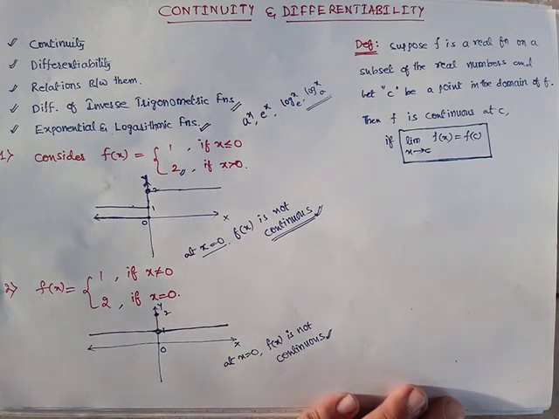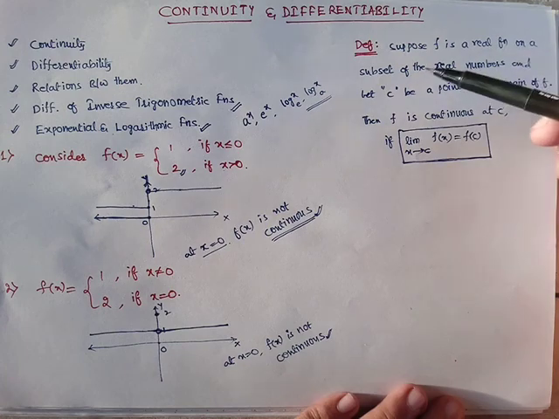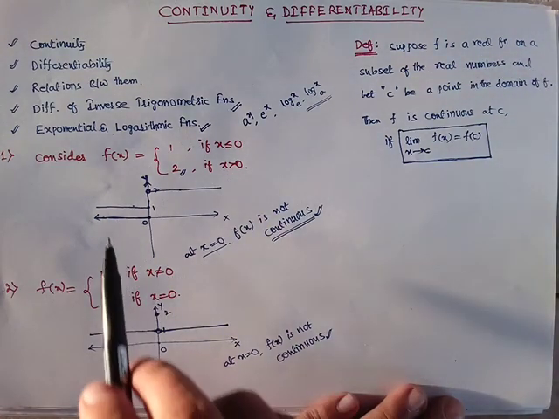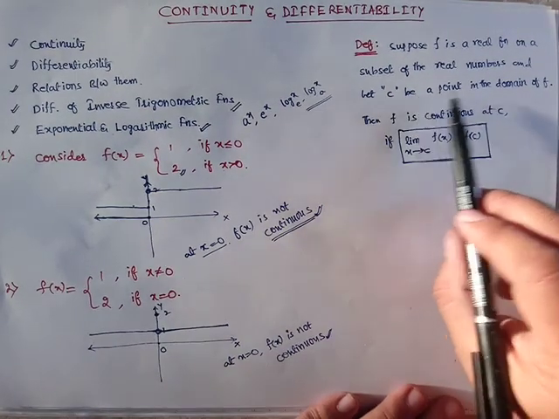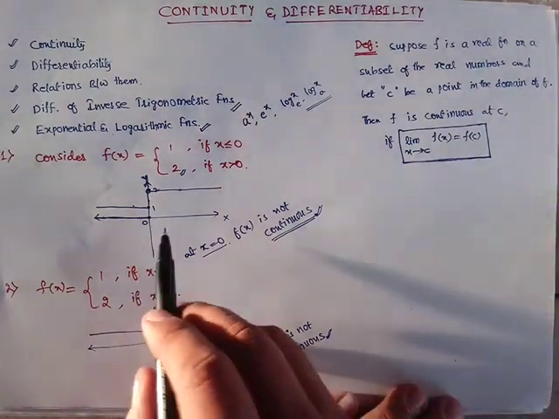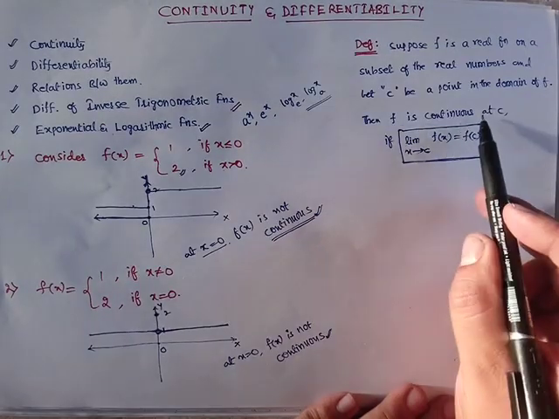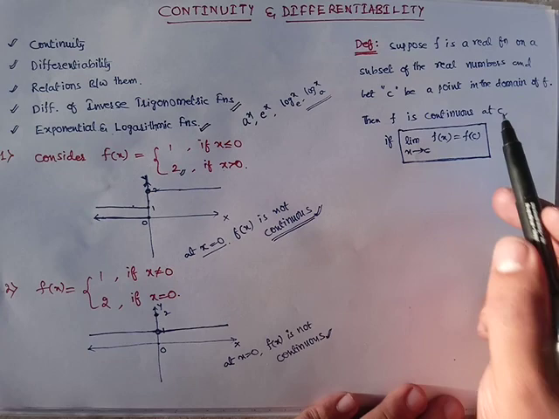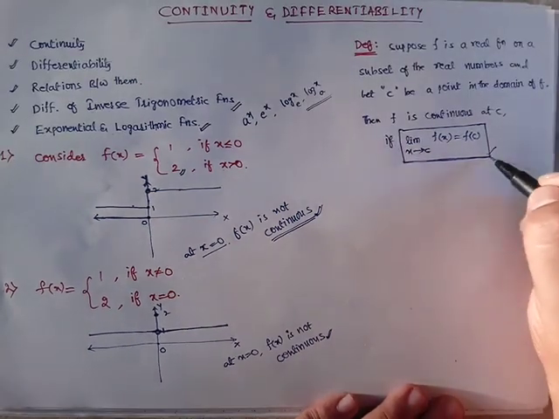is continuous. Suppose f is a real function, a function on a subset of the real numbers, defined on that subset. Let C be a point in the domain of f. So somewhere C is a point here. Then f is continuous at C if the limit as x tends to C of f of x is equal to f of C.